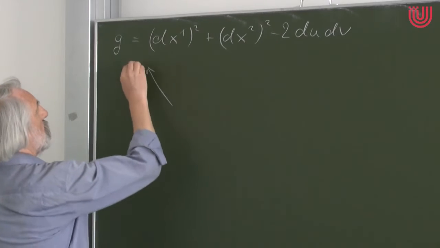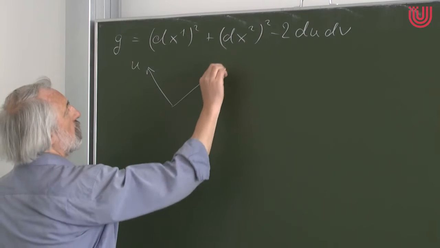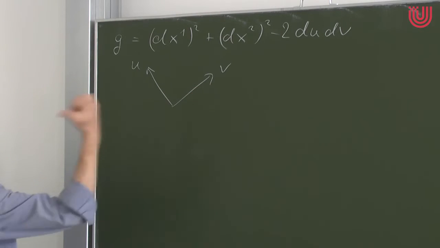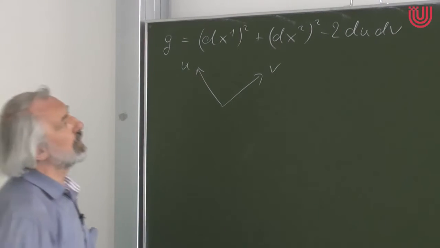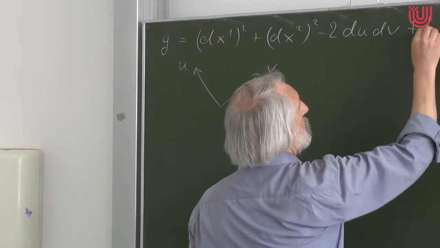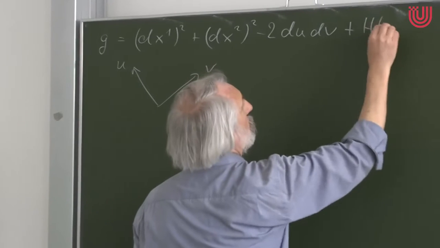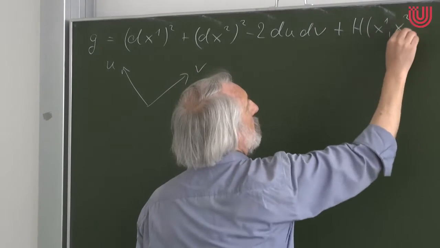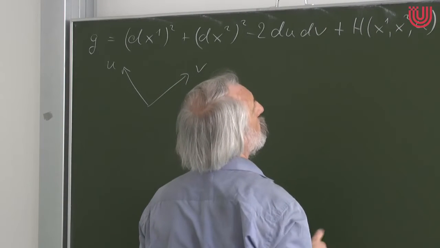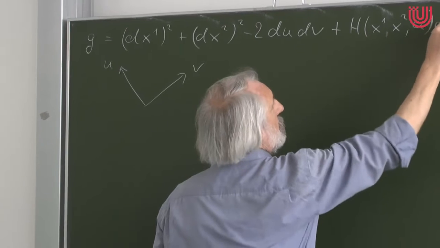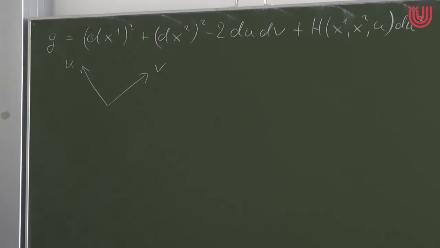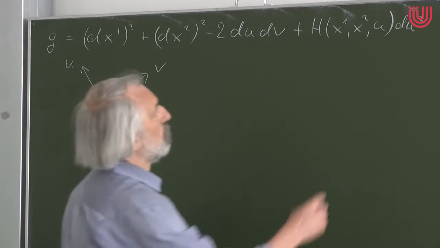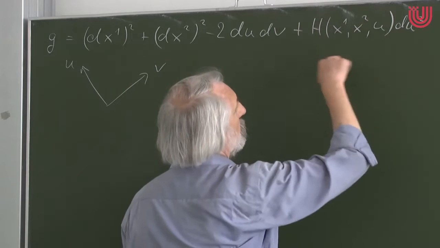So the u coordinate would be this. The v coordinate would be this, and x1 and x2 are perpendicular to the board. And then we modify this by introducing a function which depends on x1, x2, and u, not on v, times du squared, which means that v is still a light-like coordinate, but u in general is not. Yeah? U is only light-like at points where this is 0.